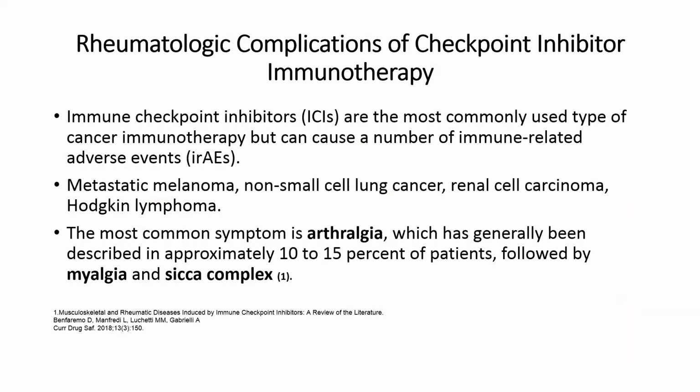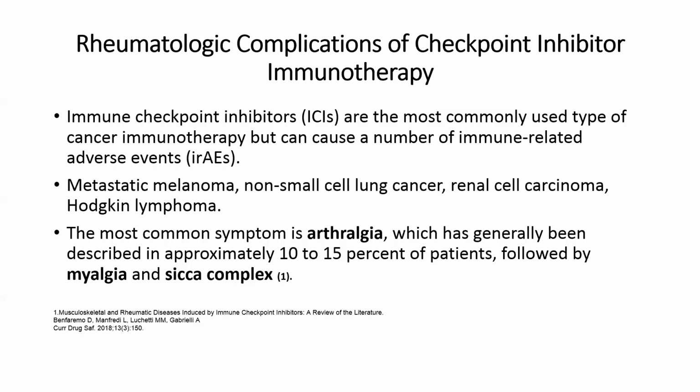In the next 2 slides, I will briefly cover rheumatological complications of checkpoint inhibitor immunotherapy. Immune checkpoint inhibitors are the most commonly used type of cancer immunotherapy, but can cause a number of immune-related adverse events. Metastatic melanoma, non-small cell lung cancer, renal cell carcinoma, and Hodgkin lymphoma are some of the cancers for which this group of medications is currently used.